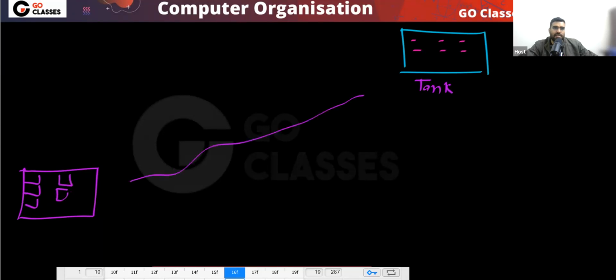This construction they are doing, and from here they have to take the bricks. So let's assume all the bricks are here, and this is some mountain or something. So you can see here you have all the bricks.